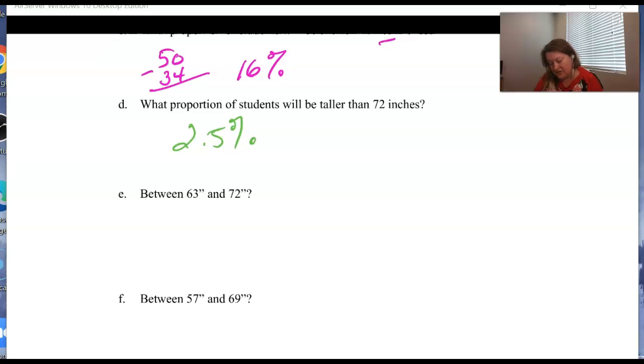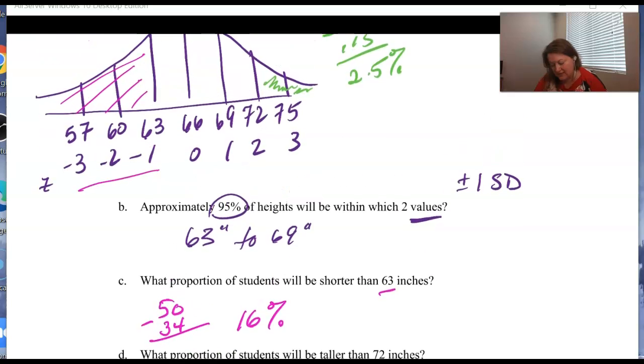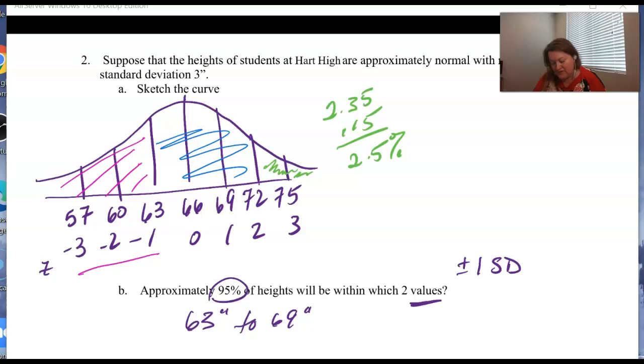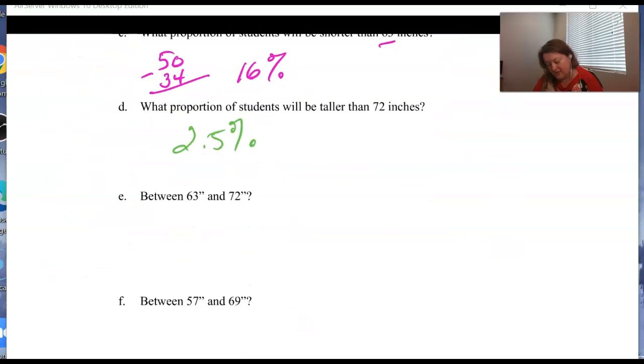Okay, and then let's see, what else do we have? 63 and 72. So if I do 63 and 72, I'm doing all of this part. So I already know this is 68, so if I know this much, then I can add to that. Okay, so that's what I'm going to do. So I'm going to do 68 plus 13.5 was that other part. So this is 81.5%.